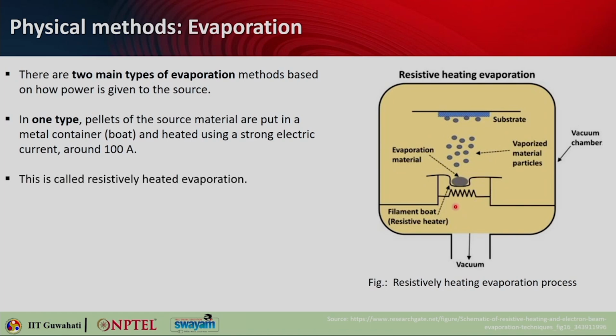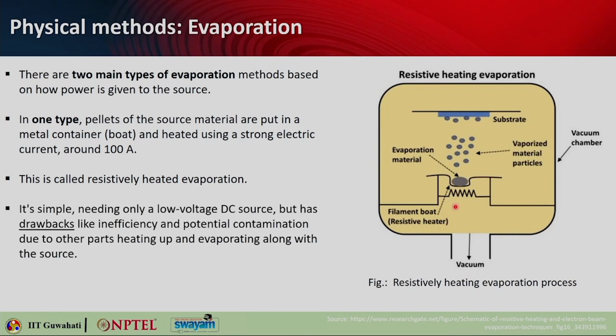This is particularly called resistively heated evaporation. It is very simple, needing only a low voltage DC source, but it has some drawbacks. It is inefficient, and there are chances of potential contamination due to other parts also getting heated up and evaporating along with the source. So, both the source material and other parts may get heated up and vaporize together.